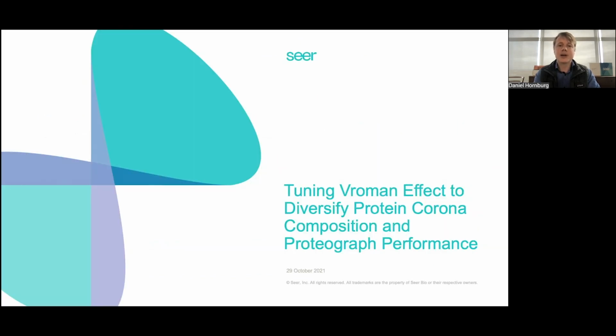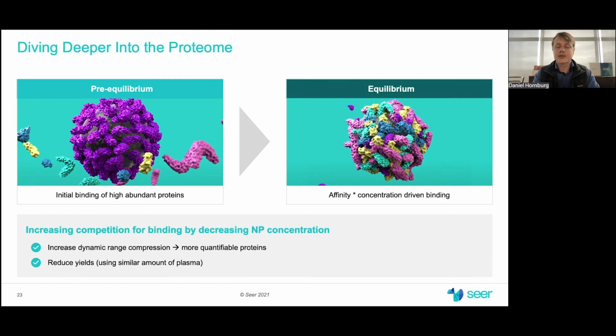So the last part of my presentation I would like to spend on talking about how we can further tune the Vroman effect, which is the core of how nanoparticles work, in order to get increased performance and increased throughput. So just as a reminder, the Vroman effect essentially describes the displacement of high abundant proteins on the surface, and thus the ratio compression that I indicated initially.